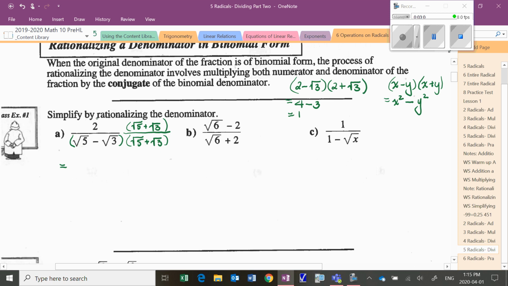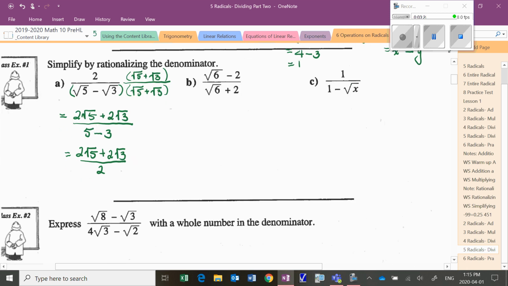In the numerator I'm going to distribute, so we end up with 2 root 5 plus 2 root 3. In the denominator, when I square the first term, root 5 times root 5 is just 5, and then minus root 3 times root 3 is 3. So we've got 2 root 5 plus 2 root 3, all divided by 2. Well, look at that. Conveniently, we could factor that 2 back out of the numerator, which would leave us with root 5 plus root 3, all over 2, and 2 over 2 is just 1. So that's why we end up with root 5 plus root 3.